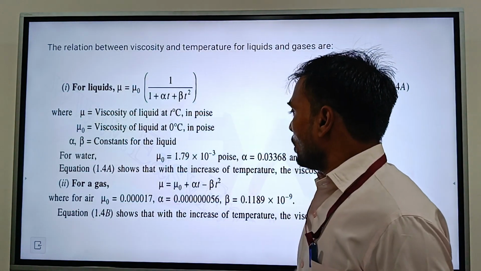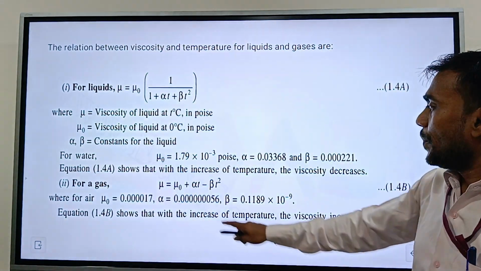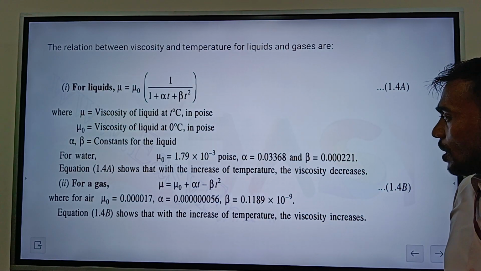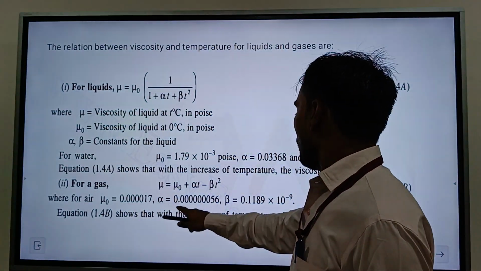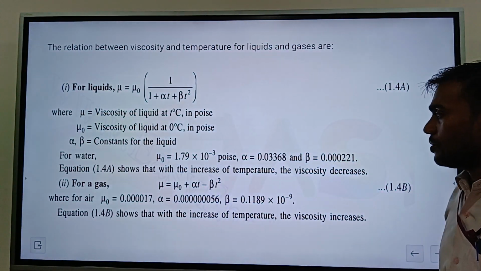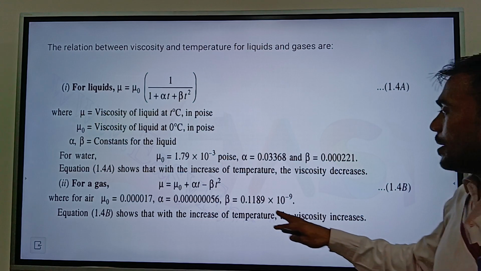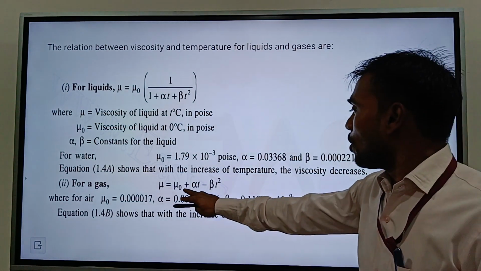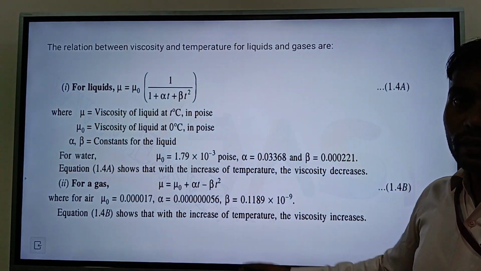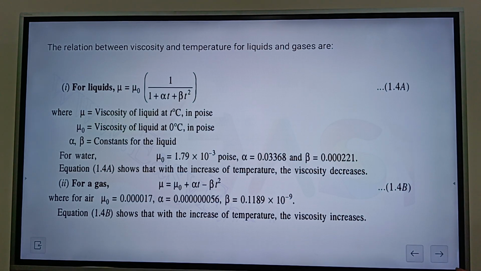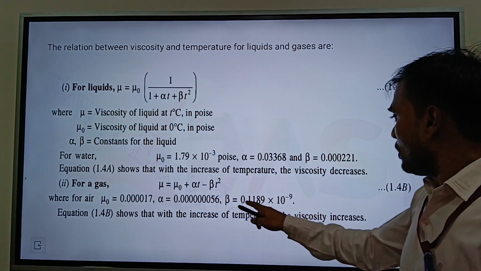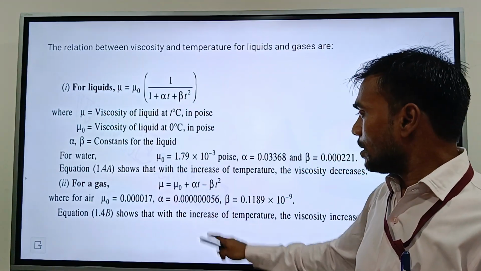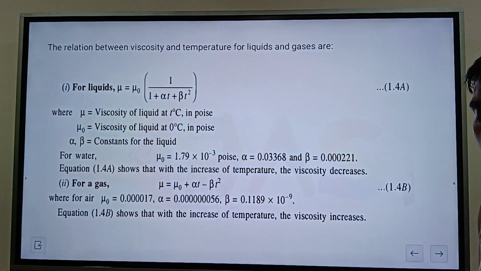Now for gases, mu is represented as mu naught plus alpha t minus beta t square, where mu naught, alpha and beta are the given constants for the given type of gas. So we can easily calculate the value of the coefficient of viscosity using these constant parameters and putting in the value of temperature for a certain type of gas. Further, one can conclude that if we increase the value of temperature, then the coefficient of viscosity also increases.